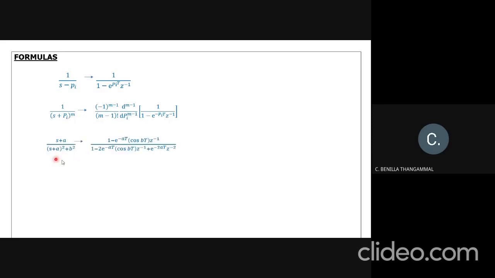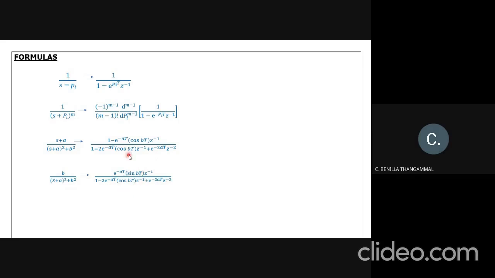The second formula is S plus A divided by S plus A whole square plus B square, which gives 1 minus e power minus AT cos BT z inverse divided by 1 minus 2 e power minus AT cos BT z inverse plus e power minus 2AT z power minus 2. And next is B divided by S plus A whole square plus B square, which gives e power minus AT sin BT z inverse divided by 1 minus 2 e power minus AT cos BT z inverse plus e power minus 2AT z power minus 2. So in this form, both denominators are the same, only the numerator is going to be different.